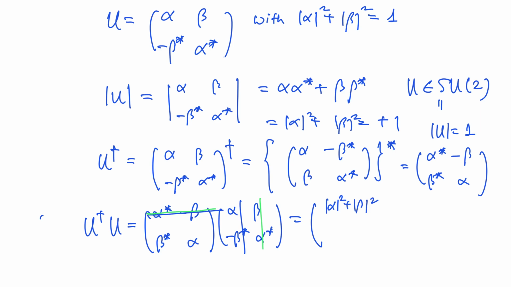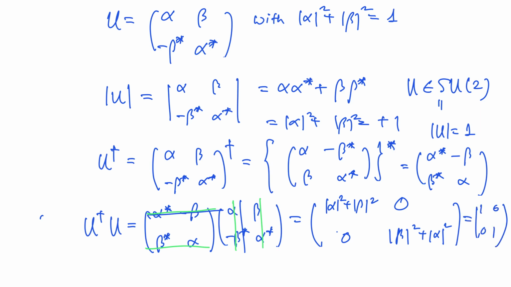Alpha complex conjugate beta minus beta alpha complex conjugate is equal to 0, right? Also here, beta complex conjugate alpha minus alpha beta complex conjugate is again 0. And the last element is beta square plus alpha conjugate square. So this is 1, 0, 0, 1, right?